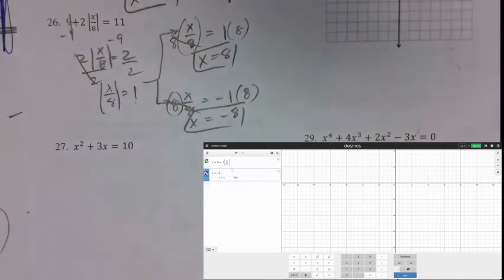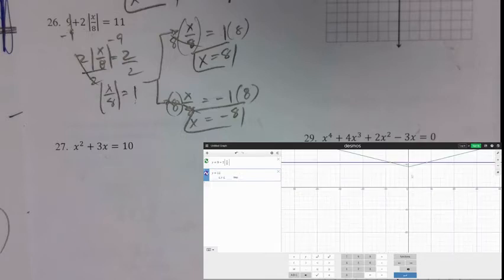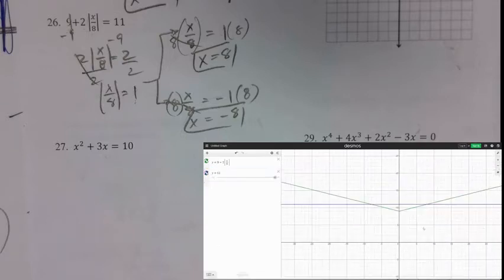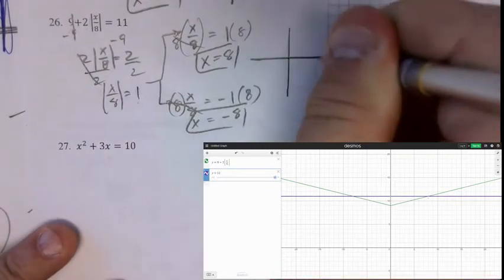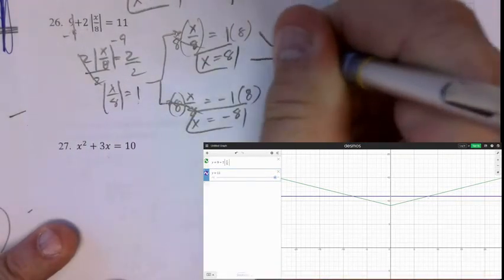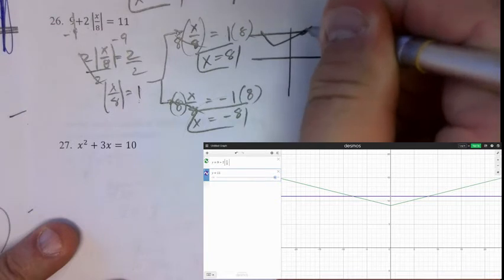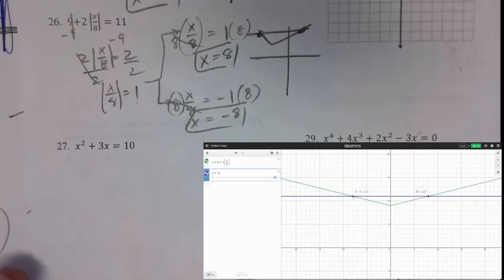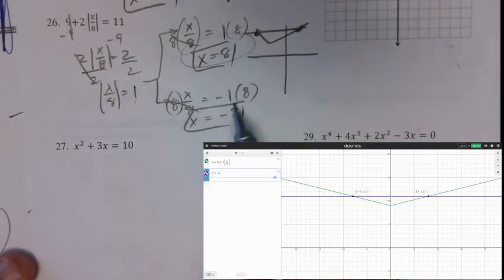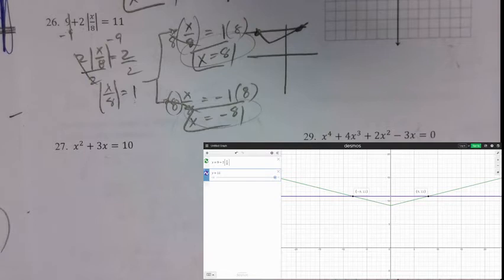Okay, I don't see anything here. That's because I'm not scrolled out far enough. So I scroll out, I'm looking for the intersections. So this graph looks like that, and it has a thing up there, and there are 2 points where they're crossing, and I look and I see there's 8 and -8. So sure enough, on my algebra, I got x equals -8 and 8. Awesome.